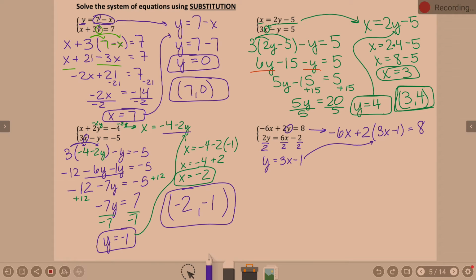Okay? Are you doing the math? I am. Got negative 6x. Distribute the 2. So then I'm going to have plus 6x minus 2 equals 8. Combine like terms. Okay, if we combine like terms, what is negative 6x plus 6x?